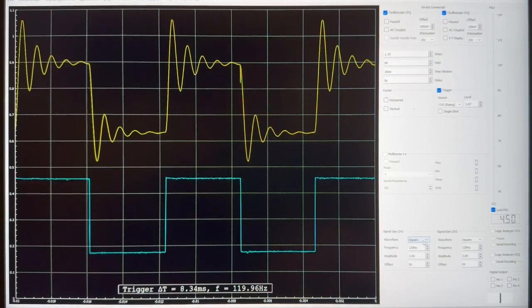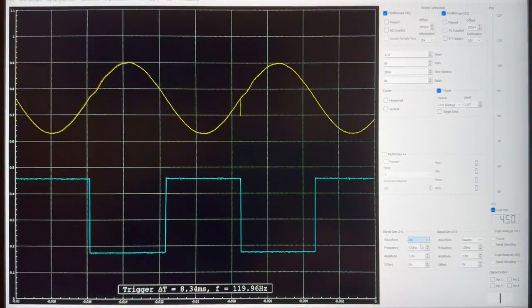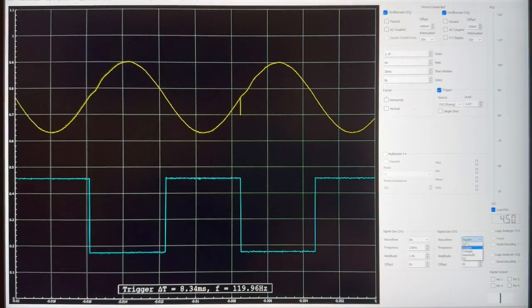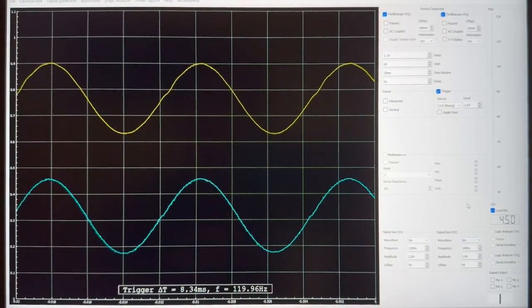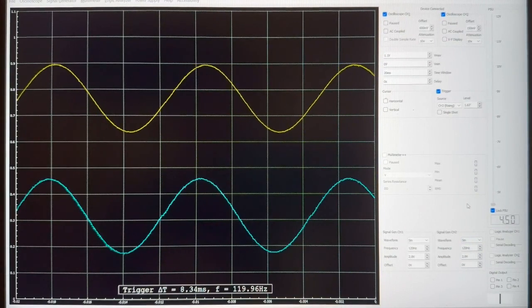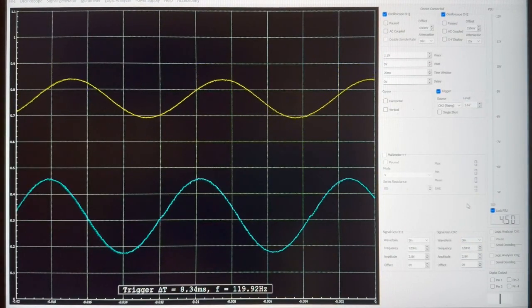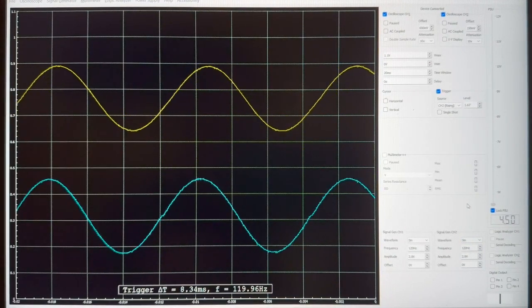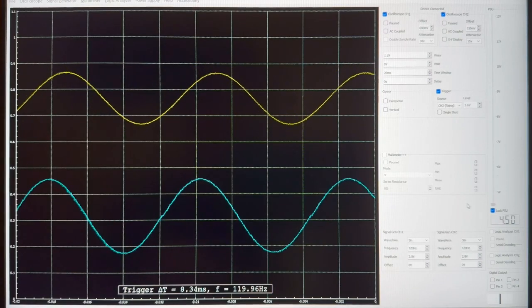Okay, and we can look at how that looks with the sine wave as well. Very similar. We see the amplitude decrease and our phase shift.